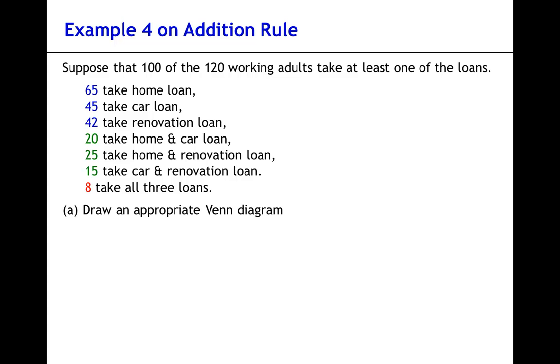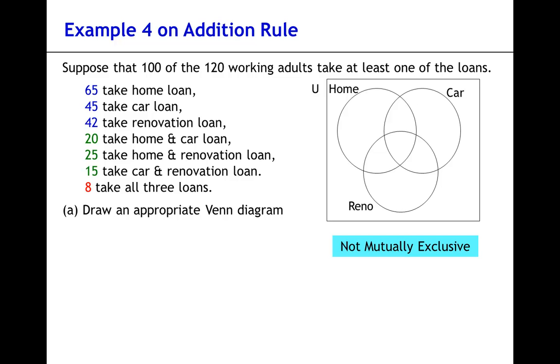To do that, we first note that it is possible for any one adult to take up more than one type of loan. So the three loan types are not mutually exclusive. Hence, we draw three overlapping circles. To fill the relevant number for each region, we always begin with the middle intersection where all three loans coincide. We are told that 8 took up all three loans, so the number in this region is 8.